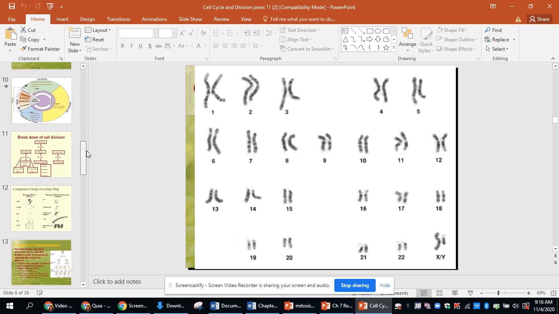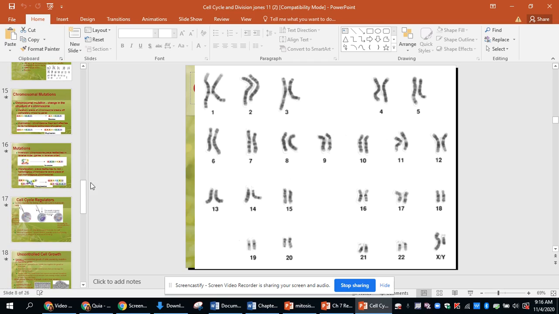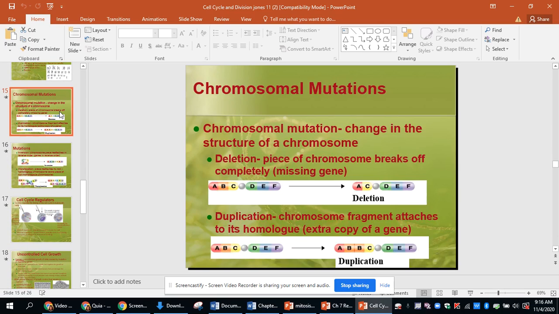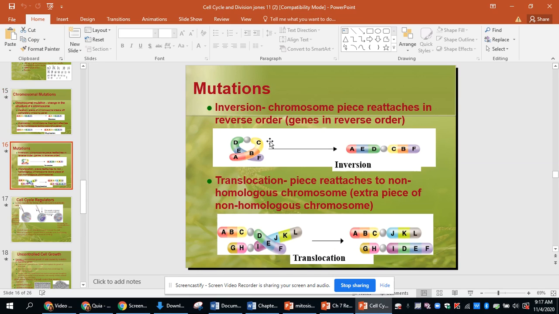Some mutations that could happen. If we're looking at chromosomal mutations, we can have a deletion. So here's our normal chromosome. Notice that gene B is missing. You could have a duplication where you have an extra copy. You could have an inversion where it breaks and reattaches, but in the reverse order. Or you could have part of chromosome 1 break off and reattach itself to chromosome 19 or something like that. And that's called a translocation.